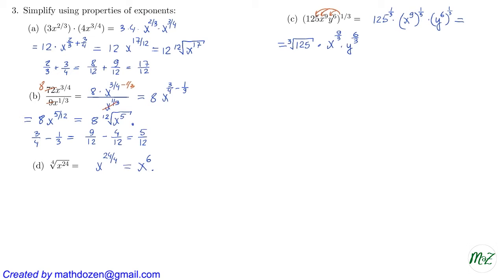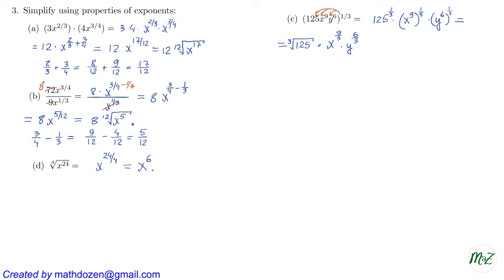So then we're going to take different approaches to different terms. So this 1/3 exponent of 125 is the third root of 125. And for x to the 9th, then to 1/3 power, we'll take the power of a power rule. So that will be x to the power 9 times 1/3, which is exactly 9/3. Likewise, y to the 6th and then to 1/3 is y to the power 6 times 1/3, which is 6/3.